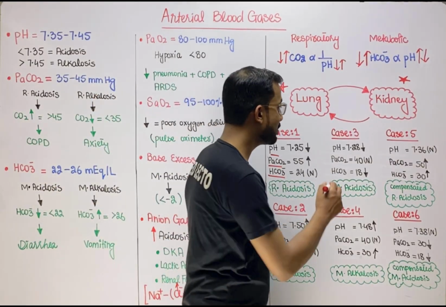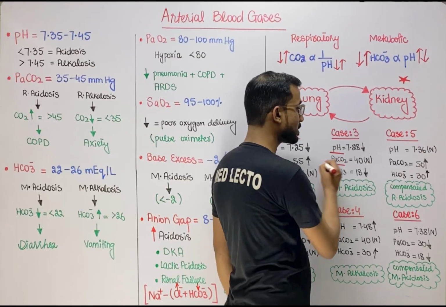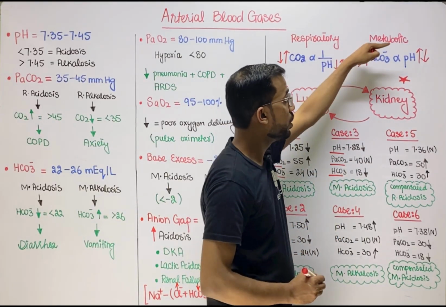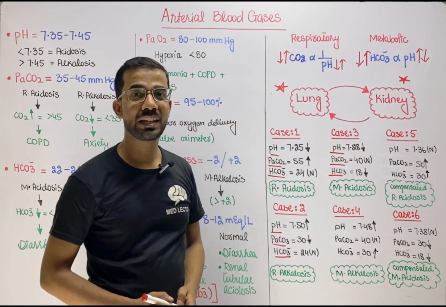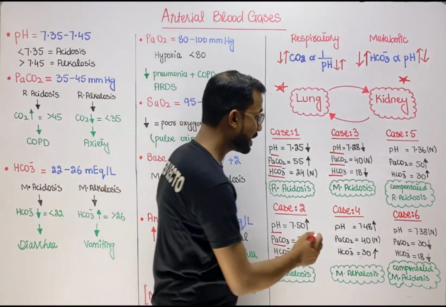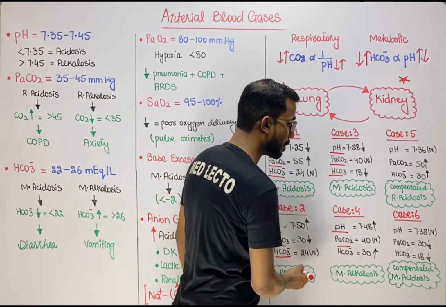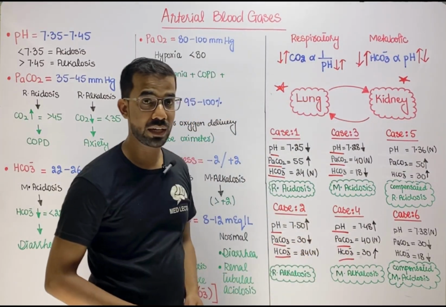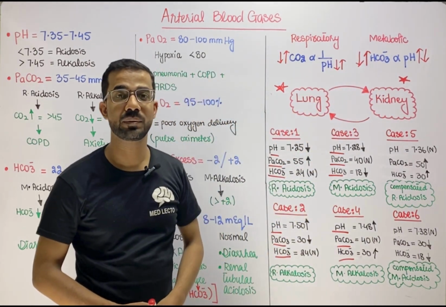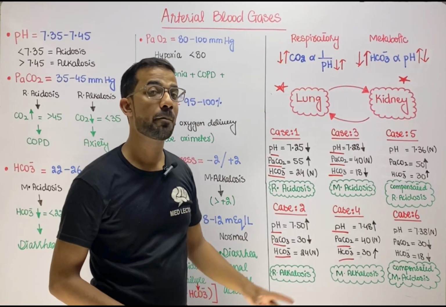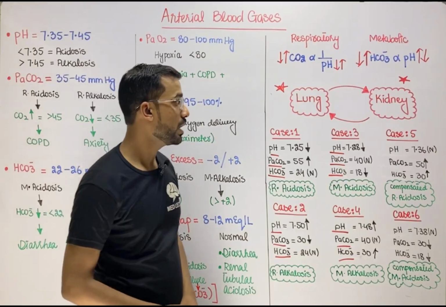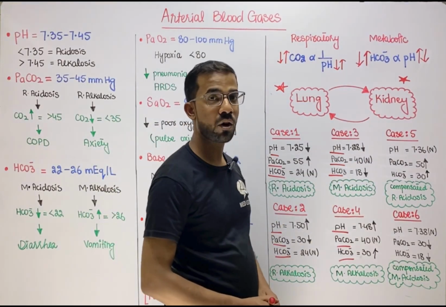Next, if the pH is low, carbon dioxide is normal, and bicarbonate is low. Low bicarbonate ion, low pH, and low pH means acidosis. So it will be metabolic acidosis. The fourth one is high pH, normal carbon dioxide, and high bicarbonate ion. High bicarbonate and high pH, and high pH means it will be alkalosis. And what type of alkalosis? Metabolic alkalosis, due to the variations in the bicarbonate ion. The fifth and sixth cases are the compensated cases.